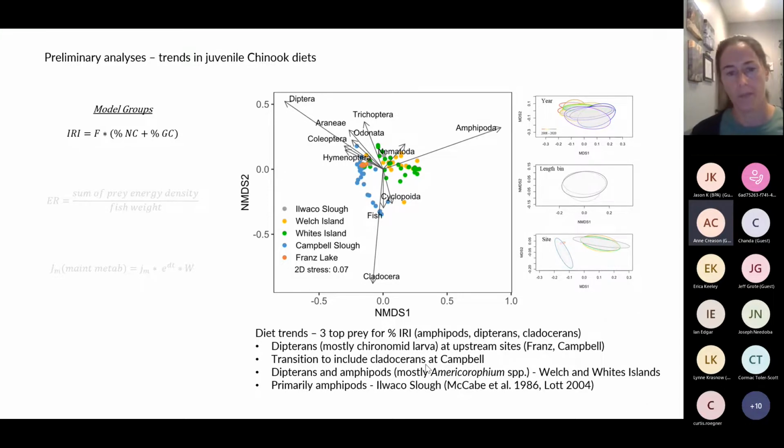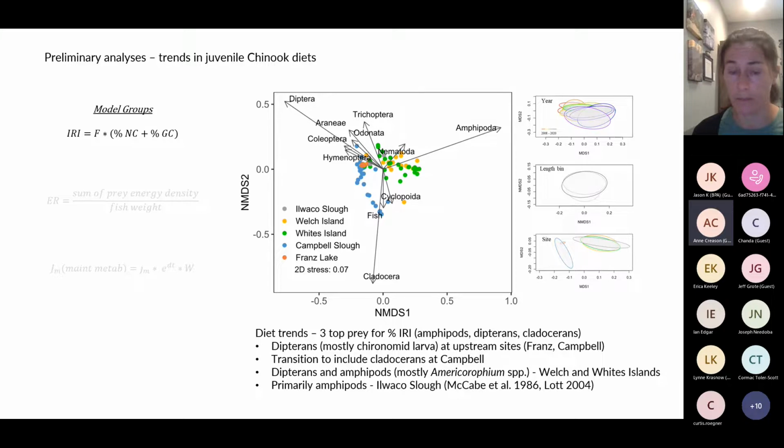And as many of you probably know, diet-wise, there is an upstream trend that starts with dipterans and other wetland insects heading down to Campbell Slough, bringing in cladocerans, getting to the lower reach sites, and adding in amphipods till when you get to Ilwaco, it's primarily amphipods. And the bottom three are more tidally inundated than the upper two.